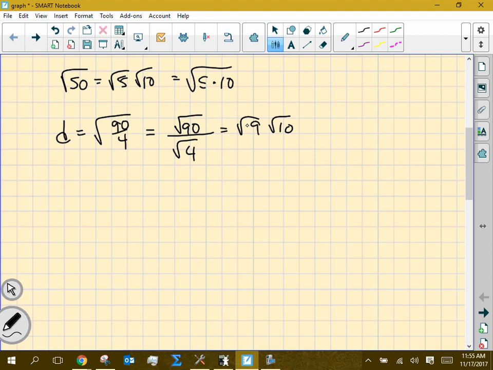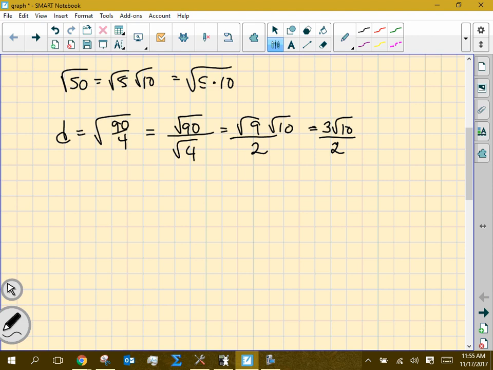What is radical 9? 3. 3 radical 10. Okay. Now on the bottom, what's the square root of 4? 2. So I get that. Okay. 3 radical 10 all over 2. And that's my final answer for that distance.